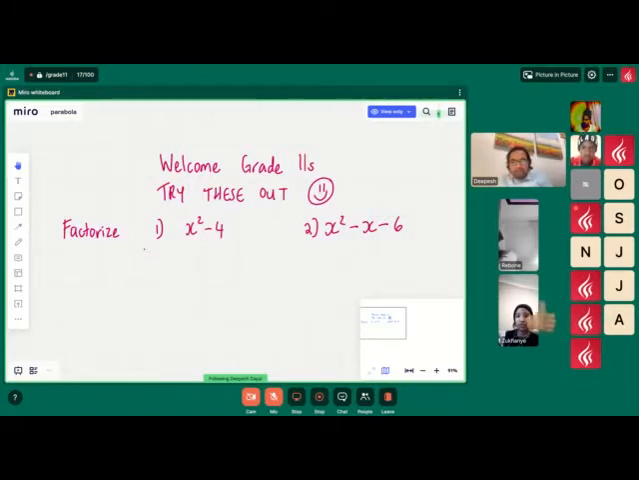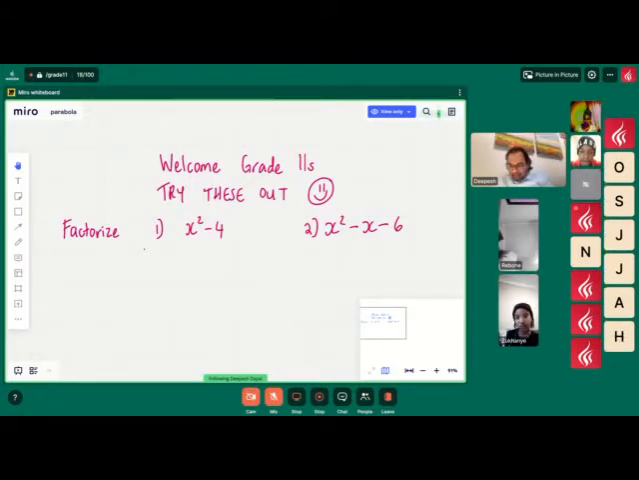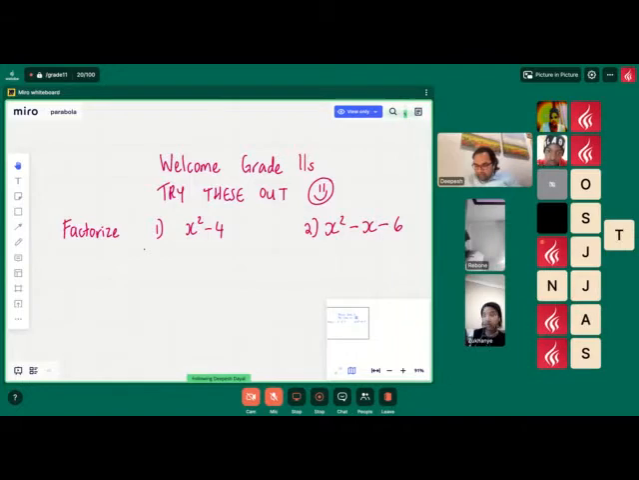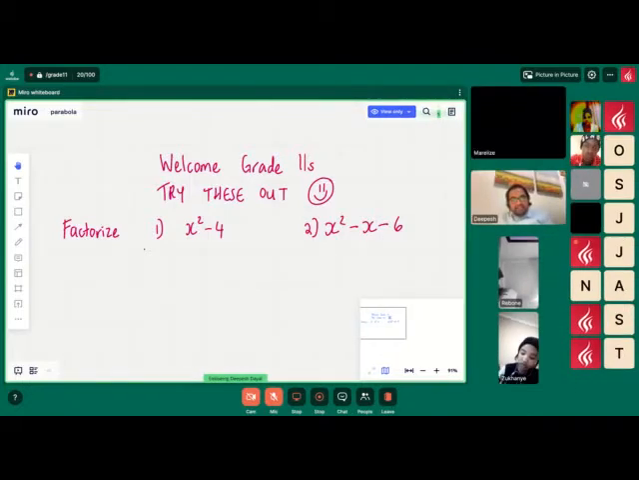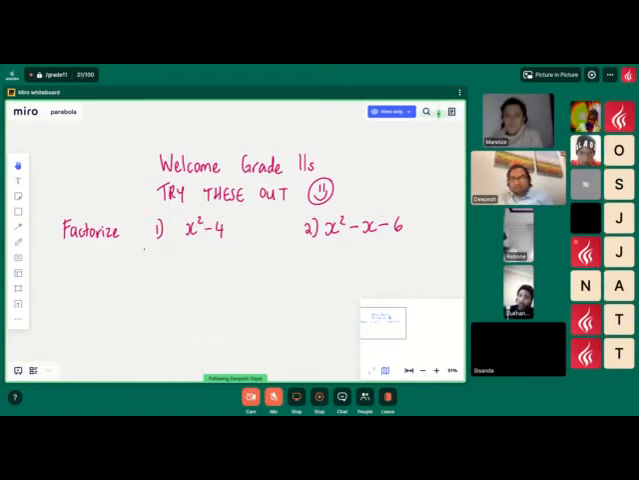Great. For those of you that have just joined, I'm Deepesh, and we're starting the session today by trying out these two factorization questions. Number one being x squared minus 4, and number two, x squared minus x minus 6. And I'd like you to factorize both of them. And don't forget to type in where you are from, where you are this afternoon.